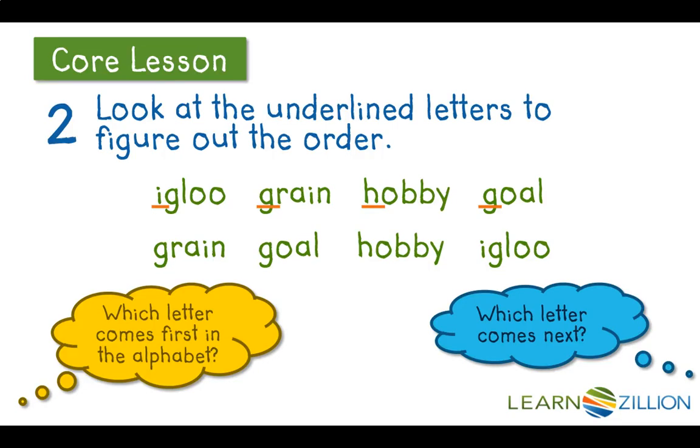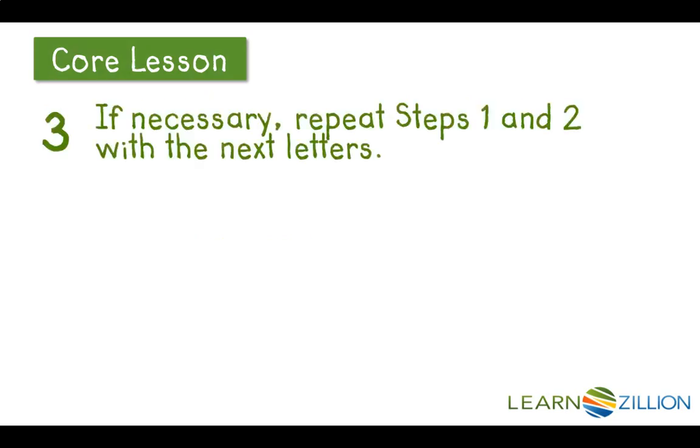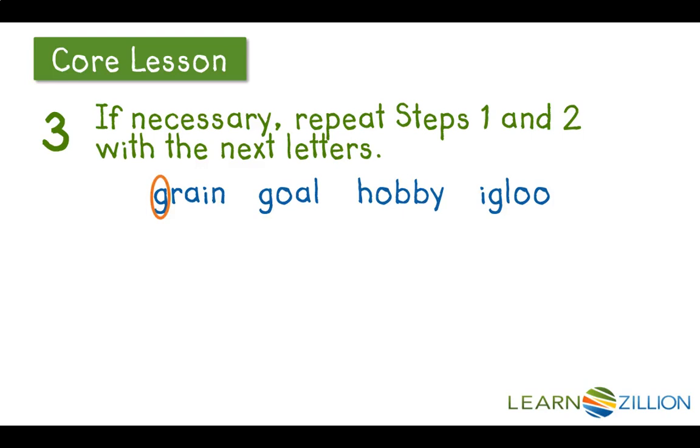Because both of these words start with G, we want to repeat steps 1 and 2. So we're going to move on to step 3, which is, if necessary, repeat steps 1 and 2 with the next letters. We have grain and goal, which both start with G. So yes, it's necessary. So step 1, I want to underline the next letters, which is underlining R and underlining O. And now I'm going to determine which letter comes first by singing the alphabet song in my head.